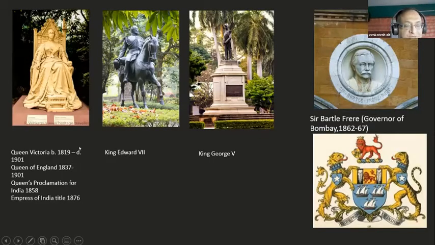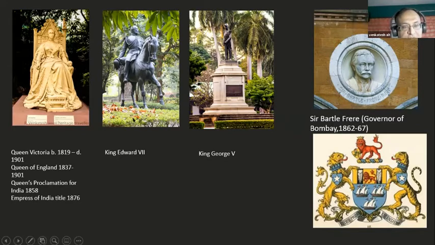So when we say Queen Victoria, what age and time are we talking about? Just a plain reference zone. Queen of England 1837 to 1901, Queen's Proclamation for India 1858, Empress of India title 1876. This is my photograph of the Queen Victoria statue at the Bhau Daji Lad Museum, the vandalized one, which is repaired and kept here.